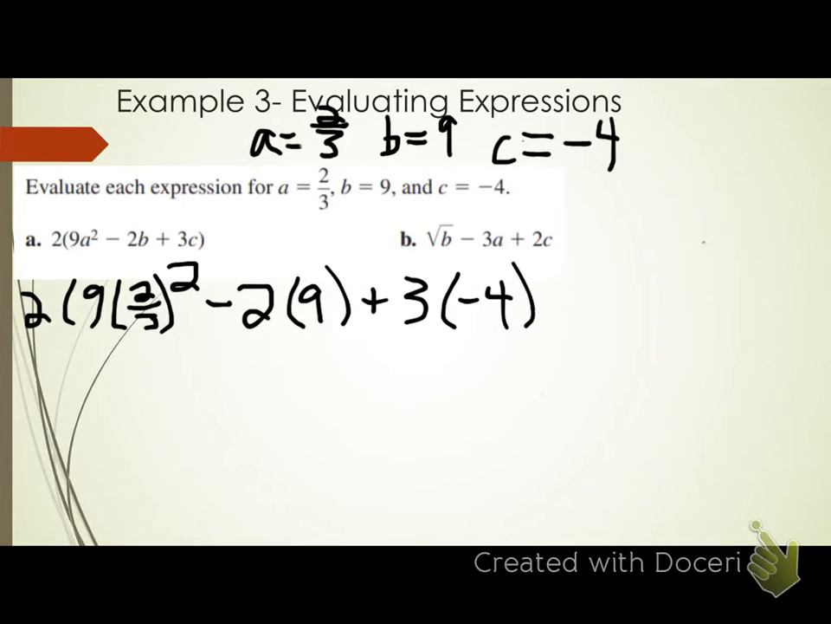Negative 4. I saw this mistake from a couple of y'all. Some of y'all just put plus negative 4 right here. You replaced 3c with negative 4. That 3 has to stay there, right? So I have to keep that 3 there. I'm just replacing the c with the negative 4. Okay?